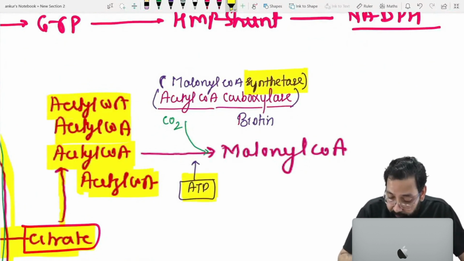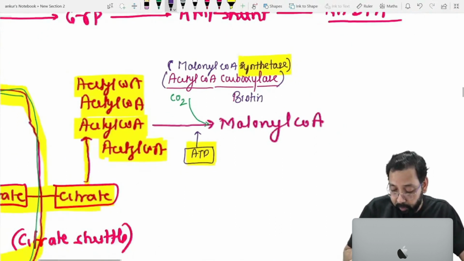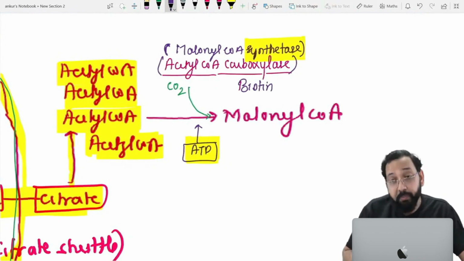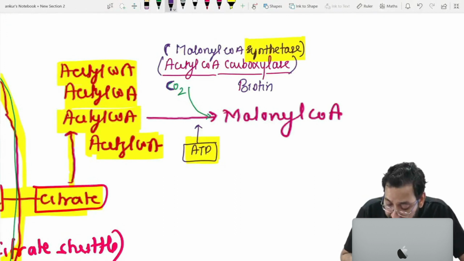Clear? And suppose this fatty acid synthesis is going on and this carbon is radioactive. What I said, this carbon is from CO2, carbon dioxide. Suppose this carbon is radioactive.